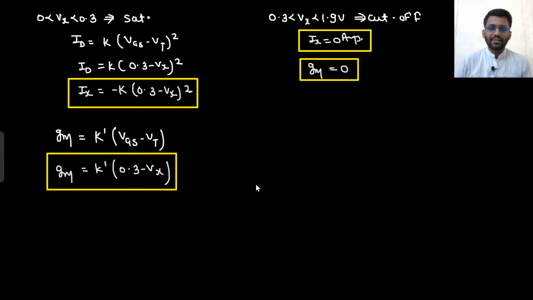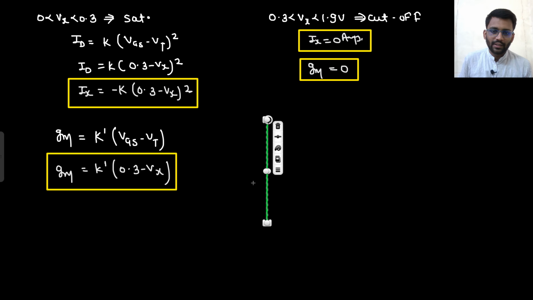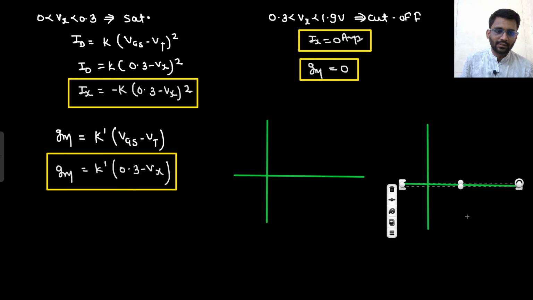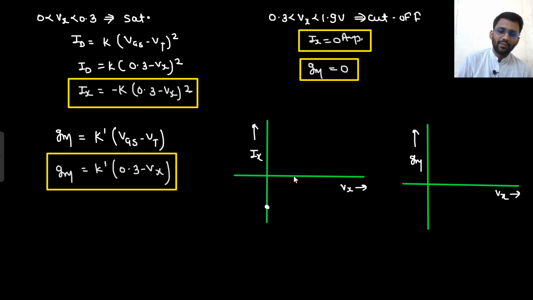So Gm expression we have, I expression we have, for 0 to 1.9 volt we have. So now we can draw the characteristics. Ix versus Vx I am going to draw, and then this is Gm versus Vx. If Vx is equal to 0, then your Ix is some negative value. If Vx equals 0.3, it will go to 0. So it goes something like this, right? After 0.3, it is 0 only.